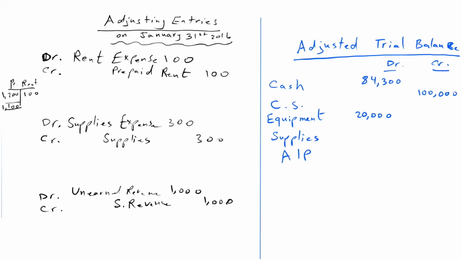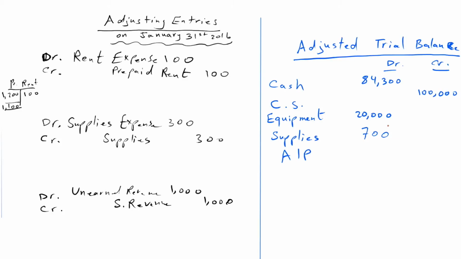So $1,000 minus $300. The $1,000 was a debit balance. Now I have $300 on the credit side. Credit will be subtracted from the debit, so my ending balance will be $700 debit to supplies. So we go back to supplies in our adjusted trial balance, and now it's going to be $700. It's not $1,000 anymore. 1,000 minus 300 equals 700.